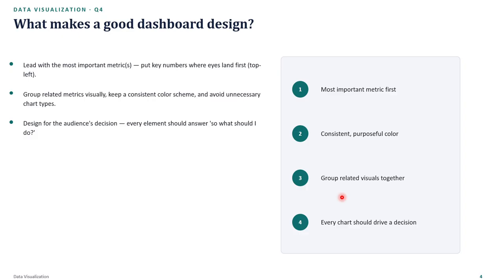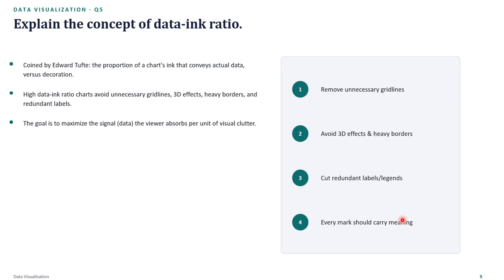What makes a good dashboard design? First of all, a dashboard should not be cluttered. We should try to put some key numbers, some more information wherever needed. We should try to group related metrics together and also keep a consistent color scheme. Let's say if region west is indicated by green, in every chart it should be indicated by green only. We should group related visuals together, and every chart should help me to drive a decision.